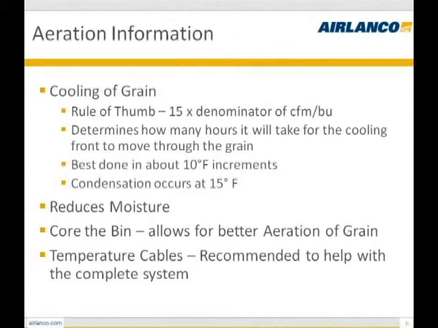And for cooling a drain, the rule of thumb is you typically take about 1/10 CFM per bushel of air on your drain, whether it's 1/10 on corn or 1/10 on wheat. Take the denominator, 10, and multiply by 15. That gives you a rule of thumb of how long it's going to take to get the cooling through the drain. So if you have 1/10 CFM on corn, multiply 10 by 15, and it's going to take 150 hours to cool the drain. Some people say it's 12, some people say it's 15, but I use 15, which is a little more on the conservative side.